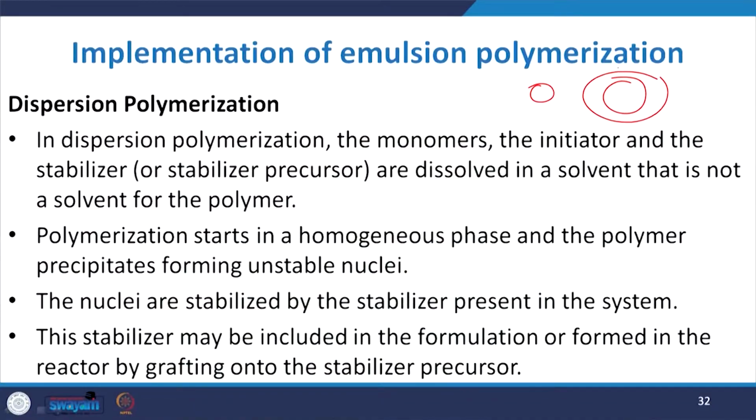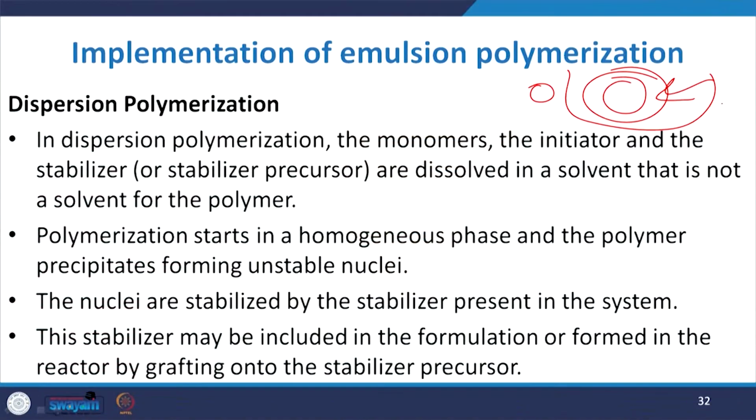Now, polymerization starts in the homogeneous phase, and the polymer particles precipitate, forming unstable nuclei. It is just like you start the things and thereafter it agglomerates and forms larger particles, but that particle is unstable. Now, these unstable nuclei are stabilized by the stabilizer present in the system. So, you must have some stabilizers within the system which can stabilize, and which also provide mechanical strength to that particular polymer being developed.